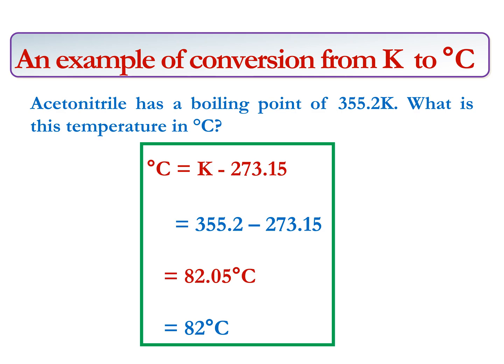Let's have a look at an example of conversion from Kelvin to degrees Celsius. Acetonitrile has a boiling point of 355.2 Kelvin. What is this temperature in degrees Celsius? We first write down the formula for converting to degrees Celsius, which is degrees Celsius equals K minus 273.15. We simply put this value in place of K, and we'll have 355.2 minus 273.15. The answer in degrees Celsius is then 82.